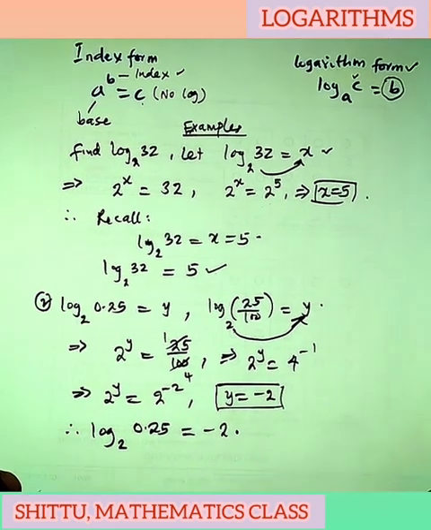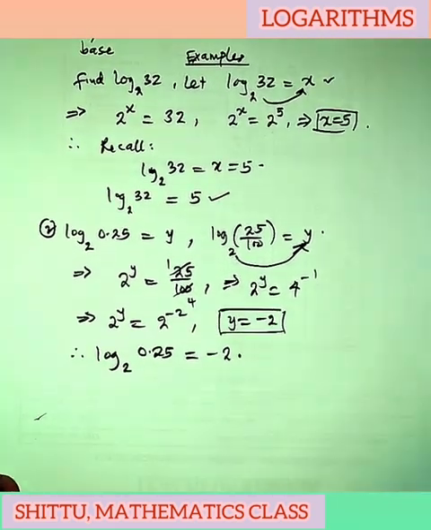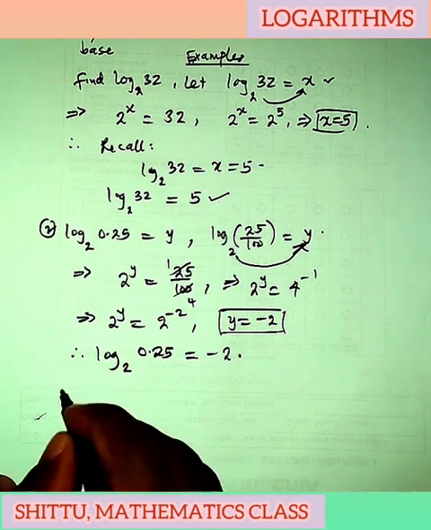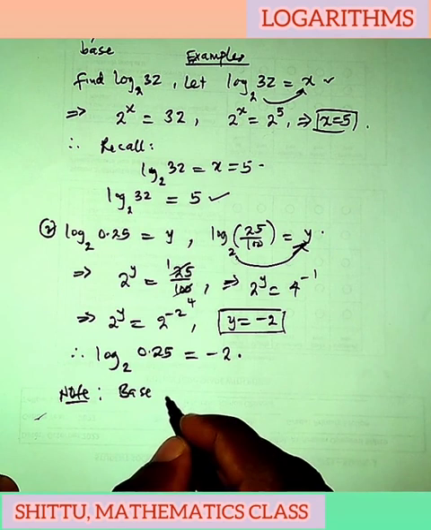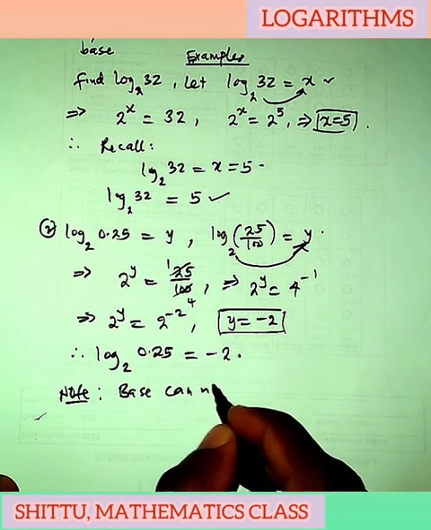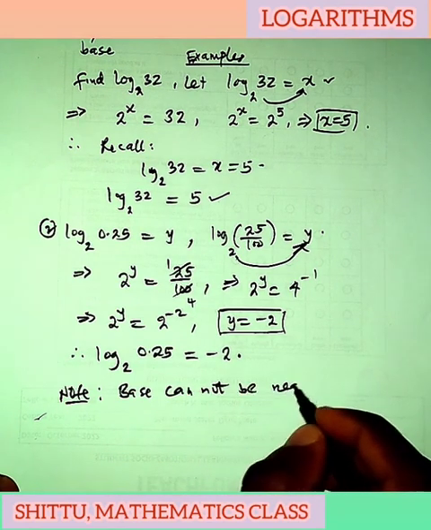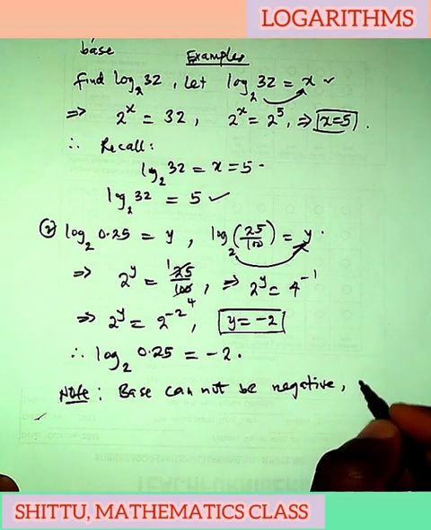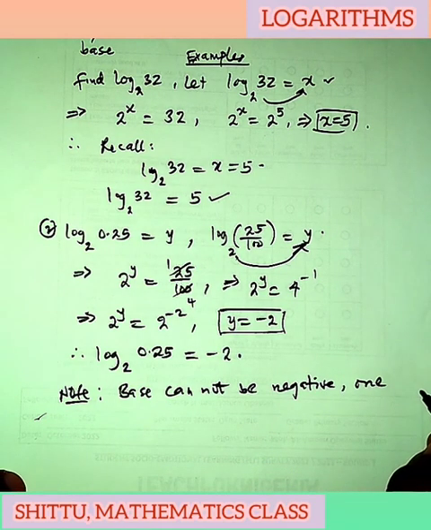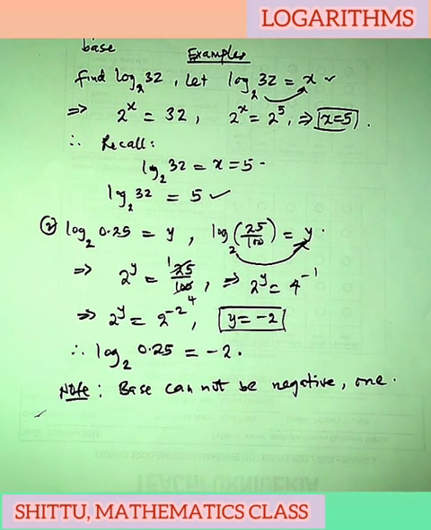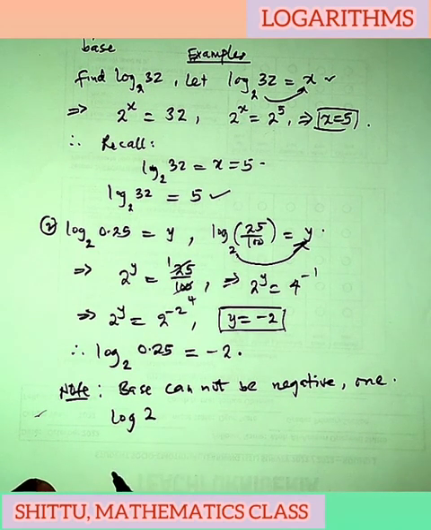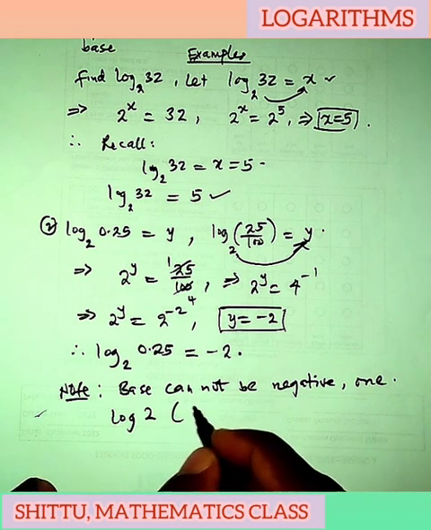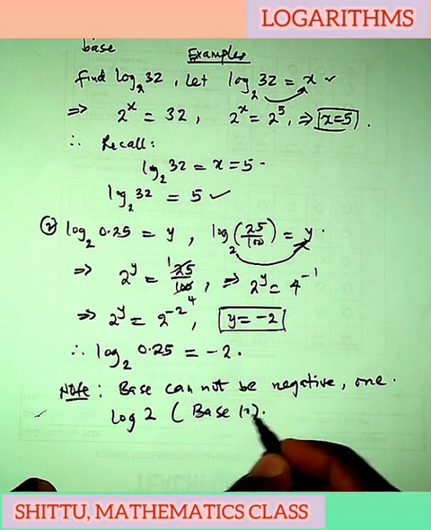Before we end this, we come to a conclusion. I want you to take note of this. Our base cannot be negative. It cannot be 1. If we have something like log of 2, we can see that the base is not given here, so it is automatically telling us that this is in base 10. Are you getting it now?